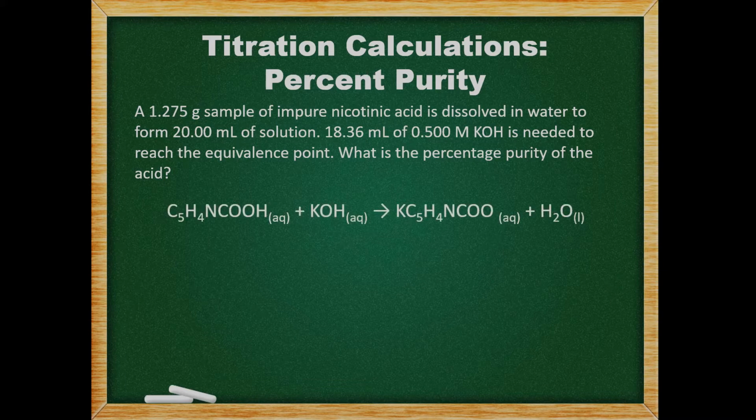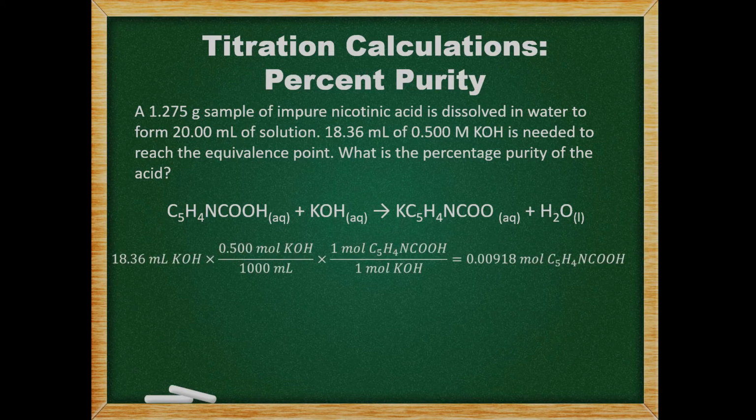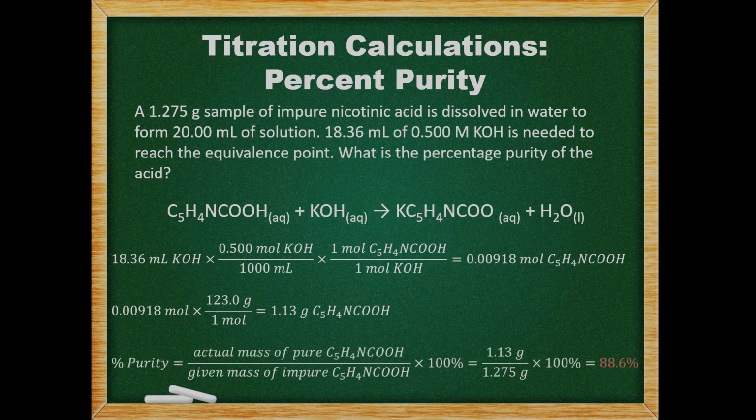After writing the balanced chemical equation, we are able to convert milliliters of potassium hydroxide to moles of nicotinic acid. This is the moles of pure nicotinic acid, since it is what reacted with the base. Multiplying this by the molar mass gives us it in grams. Now we can find the percentage purity, which turns out to be 88.6%. And remember that the percentage purity is the pure mass over the impure mass multiplied by 100%.